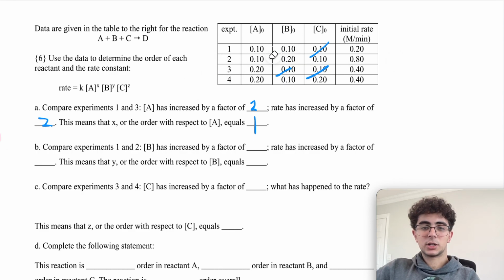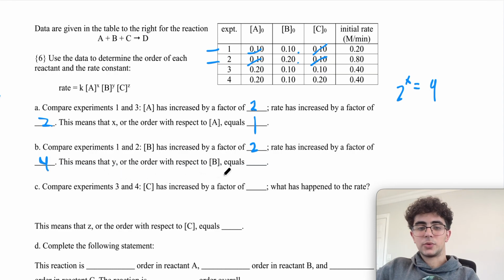For B, I want to pick an experiment where B changes, but C and A stay constant. So I'm going to pick experiments 1 and 2 because A is constant, C is constant, but B changes. Notice how when B doubles, the rate now quadruples. So if we write 2 to the power of x now quadruples, it becomes clear that x is 2, it's to the power of 2. When comparing experiments 1 and 2, B increased by a factor of 2, the rate increased by a factor of 4. That means that y, or the order with respect to B, equals 2, because 2 to the power of 2 is 4.